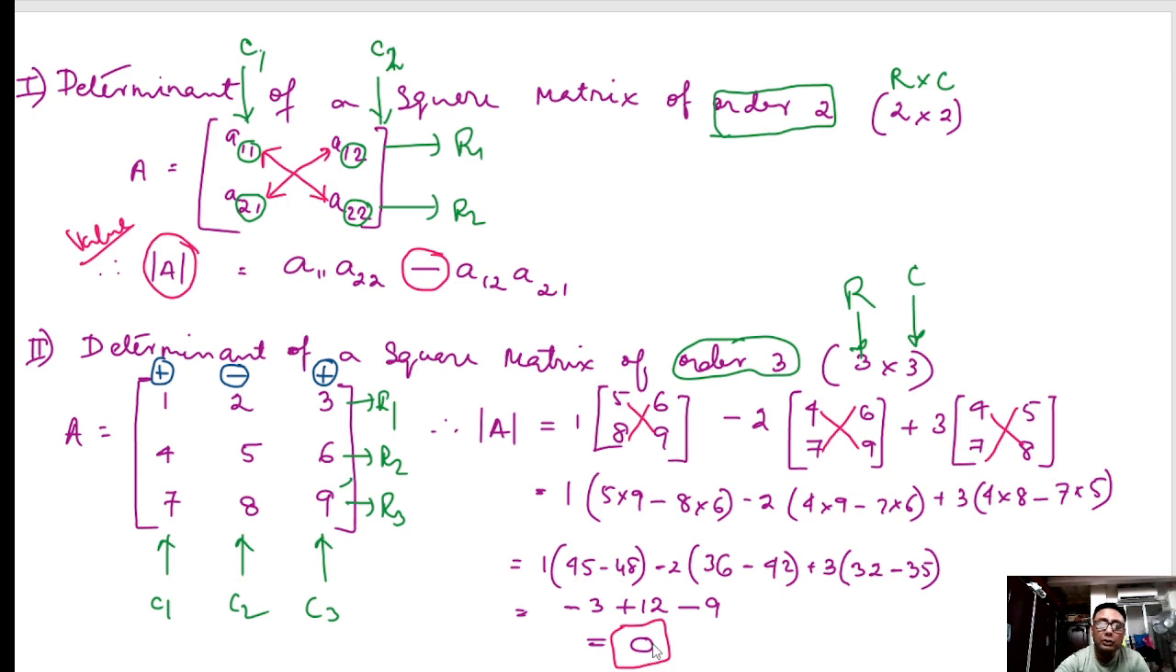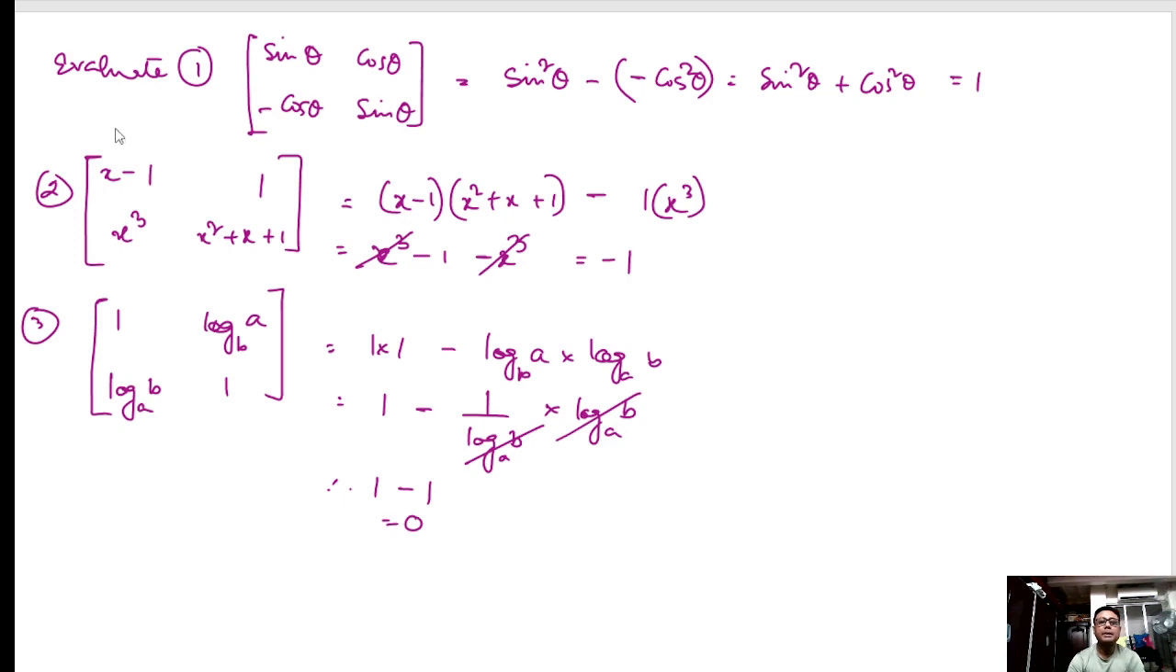This is how we calculate the value of the determinant. Please pause and note the steps how I am solving these sums, because if you are not aware of how to calculate the determinant, then you will have problems at the last, when I will be doing the further numericals. Okay, let's move on to the next part.